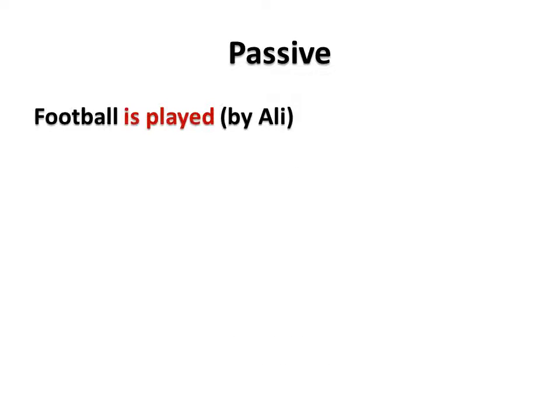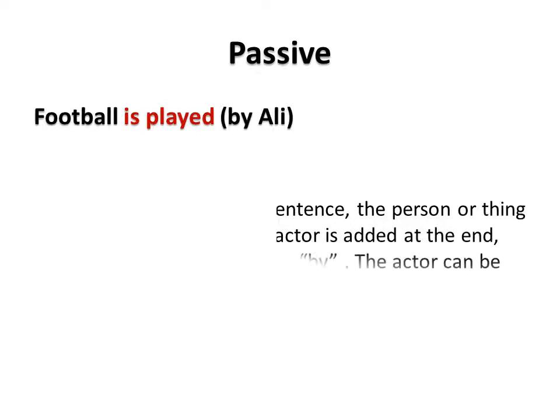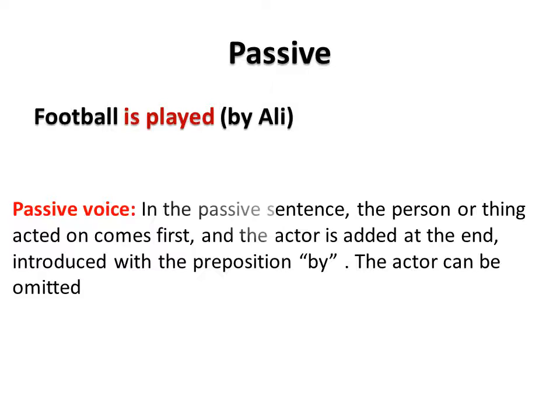The passive. Let's read the sentence. Football is played by Ali. As I told you before, in the passive sentence, the person or thing acted on comes first, and the actor is added to the end, introduced by the preposition by, and the actor can be omitted. In the above sentence, football is the thing which is acted on, so we started the sentence with football.